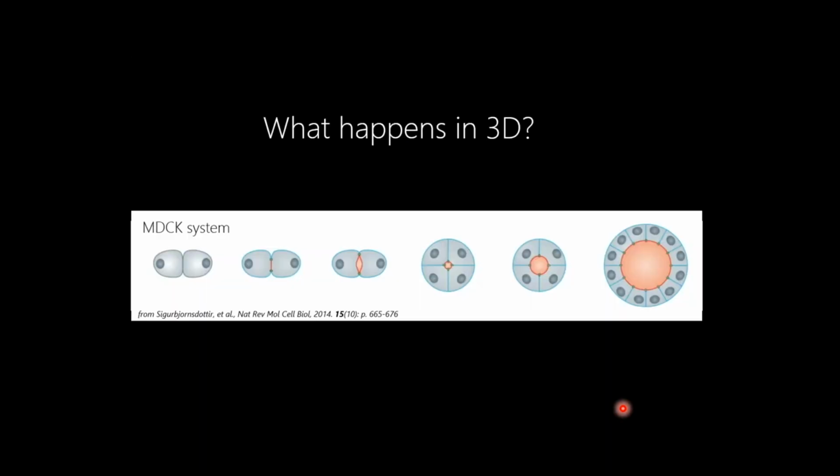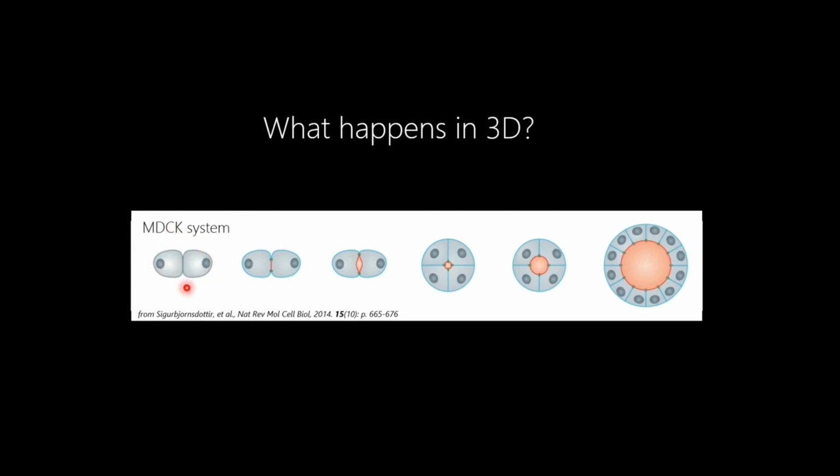I'm going to shift gears for a moment for the last few slides to talk about what happens in 3D. So the MDCK system is a very nice system to study the early development of an organ. And as you know, organs are usually composed of tubules and lumens, and these cavities are also surrounded by a layer of polarized cells. So you can recreate the early stages of this with these cells if you plate them in a 3D matrix.